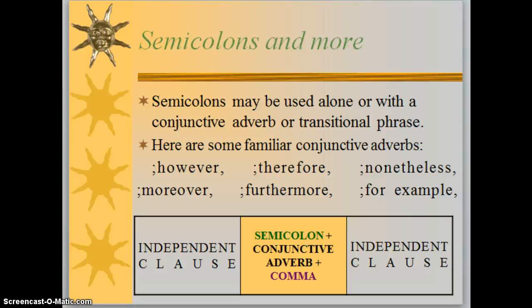Semicolons may be used alone or with a conjunctive adverb or transitional phrase. Here are some familiar conjunctive adverbs: however, therefore, nonetheless, moreover, furthermore, for example. So the sentence would be an independent clause, a semicolon plus a conjunctive adverb plus a comma, and then another independent clause.